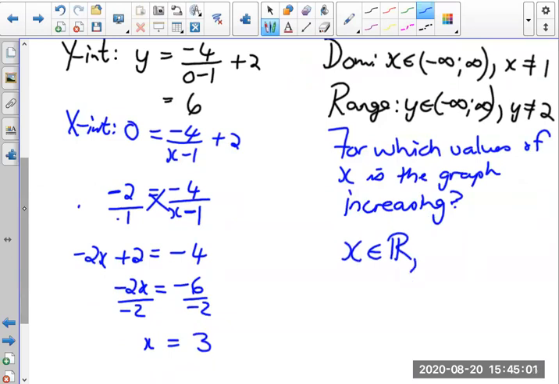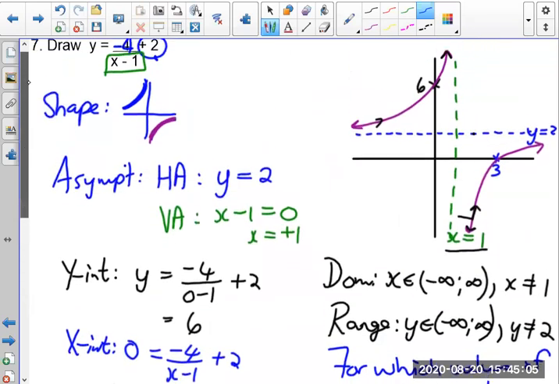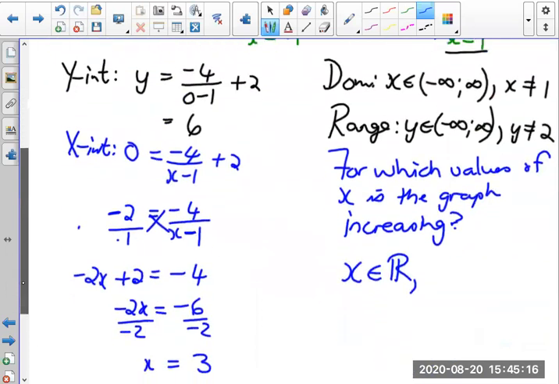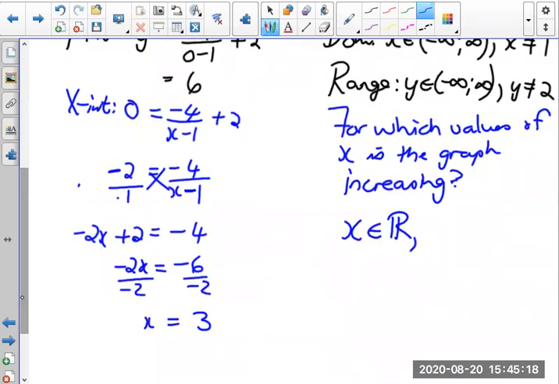But what about the asymptote? Is the graph increasing at the asymptote? No, there's the asymptote. Where's the graph? Well, I don't know. It's not there. So the same as with the domain and the range, you must remember to exclude the asymptote because the graph is not there. And if you do that, you will not lose marks.